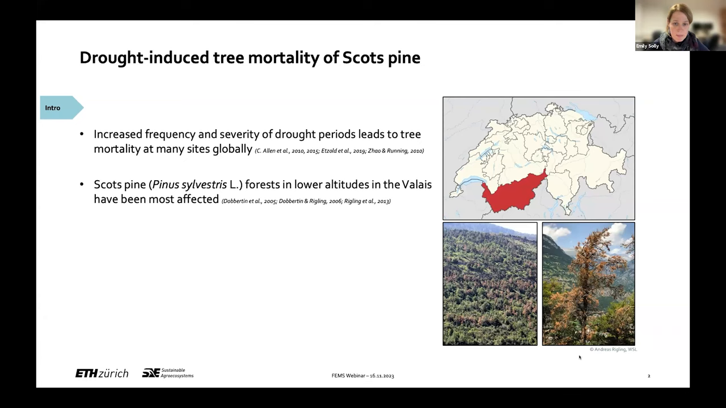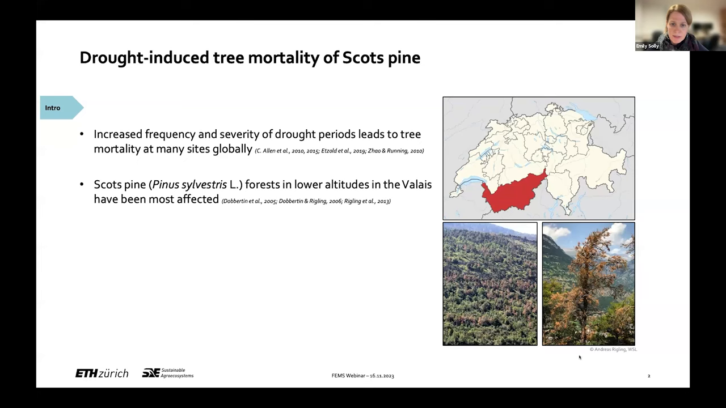And you can see from the pictures that the trees in orange are actually dying. This is not in autumn, so they're not discoloring because of autumn and seasonality, but really because they're suffering from drought and losing vitality. The Valais, the Canton Valais, is a very dry area of Switzerland, and also in general of the European Alps, mainly because the mountains are blocking the air masses, and so this results in lower precipitation in comparison to other areas.